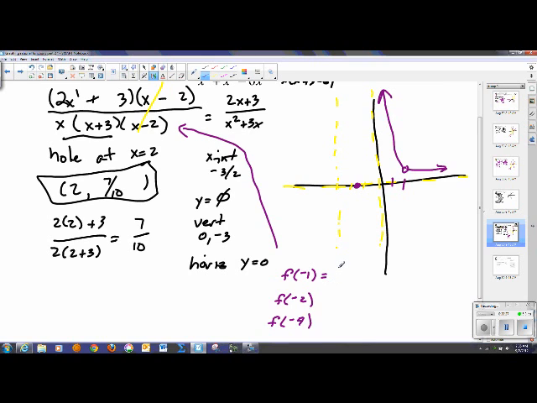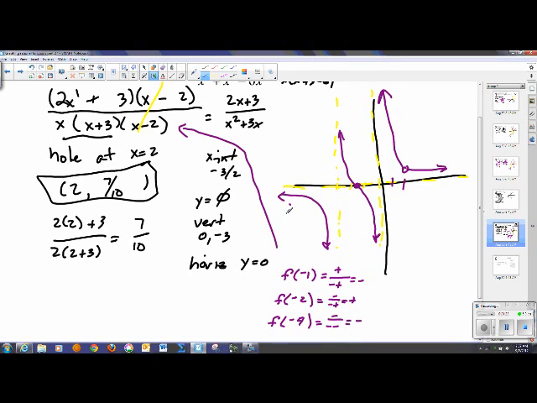Plug in -1, I get a positive in my numerator. The denominator, I get a negative and a positive. Negative and positive multiplied is a negative, divided into a positive equals a negative. So on this side, I get a negative value. Plug in -2. My numerator goes negative. My denominator goes negative and positive. Negative times positive is a negative, divided by a negative is a positive. So to the left of this point, moving up. When I plug in -4, my numerator is a negative value. My denominator is a negative and a negative, resulting in a negative overall. Therefore, my graph's down here.